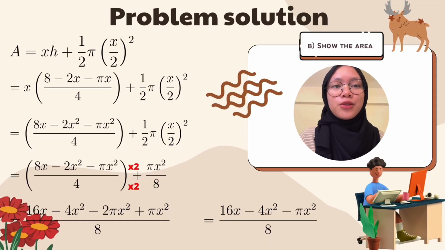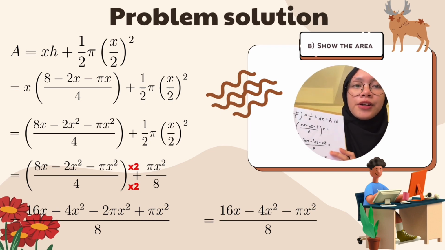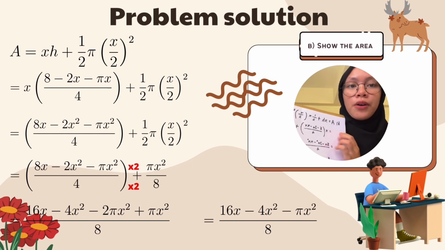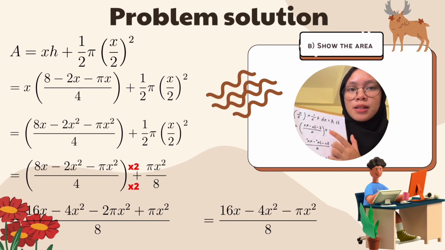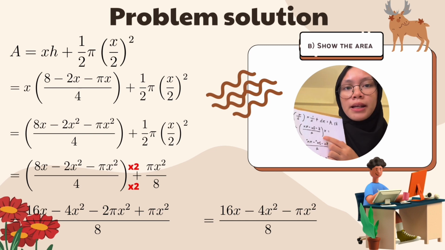For question B, we need to show that the area of the window is equal to 16x minus 4x squared minus pi x squared over 8. For the first step, we need to substitute into the area formula. So it will be x multiplied by h plus 1 over 2 pi multiplied by x over 2 to the power of 2. We need to substitute the h with the answer that we got from question A. So it will be x multiplied by 8 minus 2x minus pi x over 4, plus 1 over 2 pi multiplied by x over 2 to the power of 2.